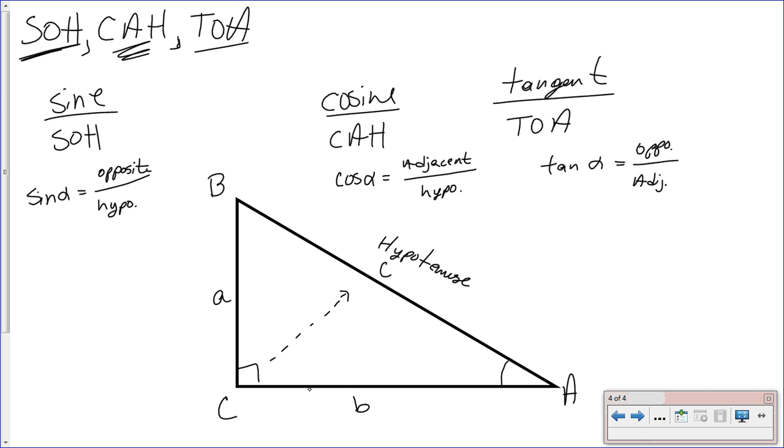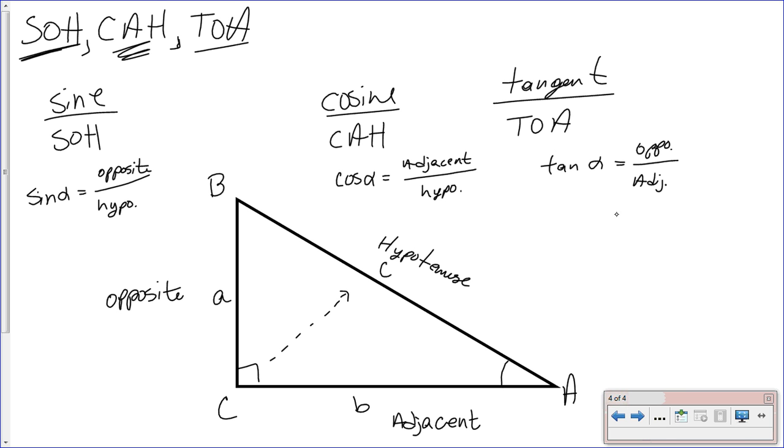Now, you see how side B here is physically touching the vertex of A? Since it is physically touching the vertex of A, this is your adjacent side. And see how side A here is physically on the opposite side of the triangle from our angle A? That means this is the opposite side. So you can now find side lengths with opposite, adjacent, and hypotenuse.